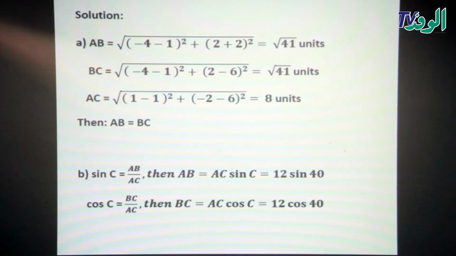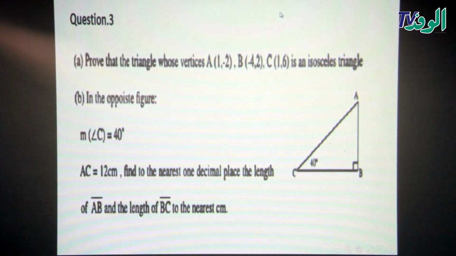زي ما هنشوف اهو. AB equal the square root of negative 4 minus 1 to the power of 2, we apply the rule of distance, plus 2 power 2, we can get root of 41. BC, negative 4 minus 1 to the power of 2 plus 2 minus 6 to the power of 2 equal root 41. Then the third side which is AC هنلاقيه طلع is same rule. يبقى AB equal BC يبقى it's an isosceles triangle.